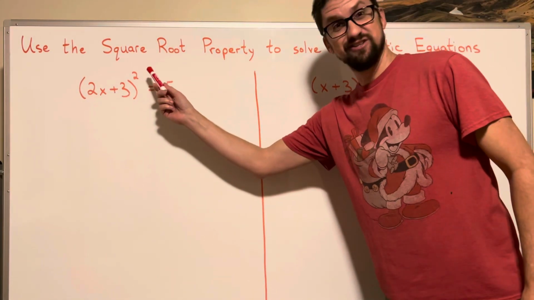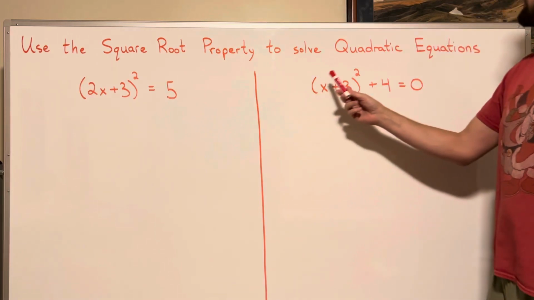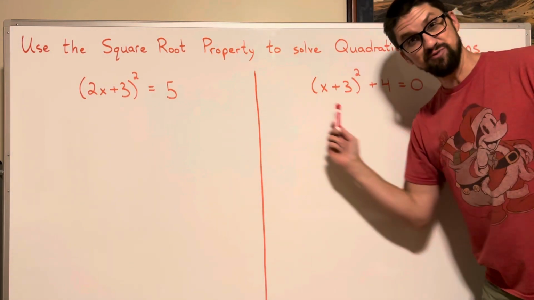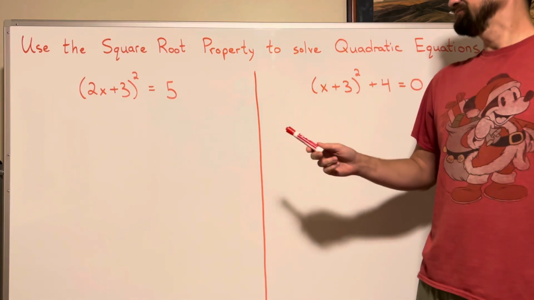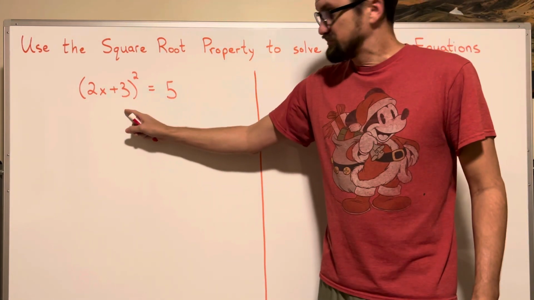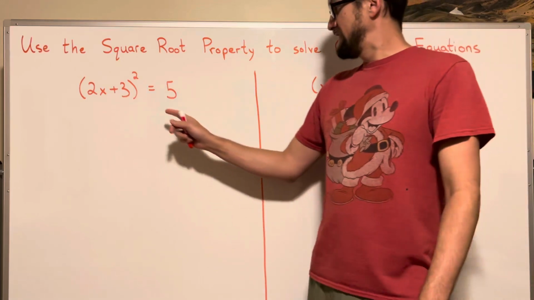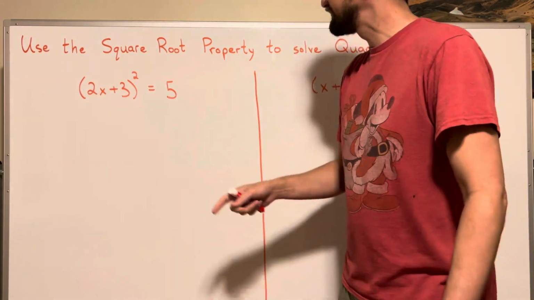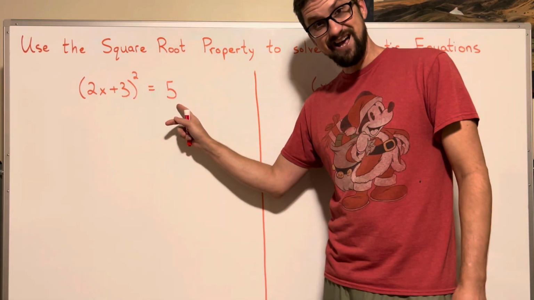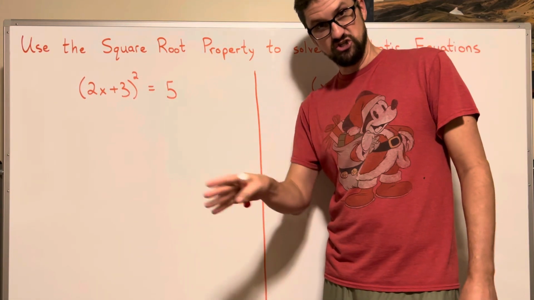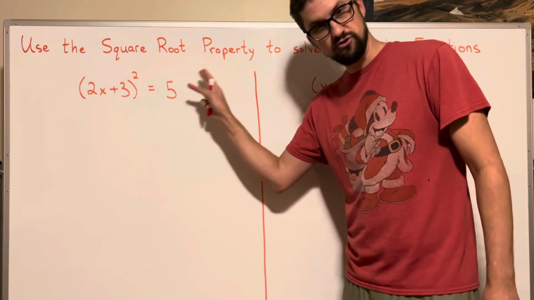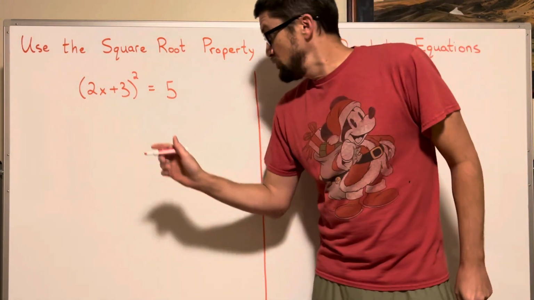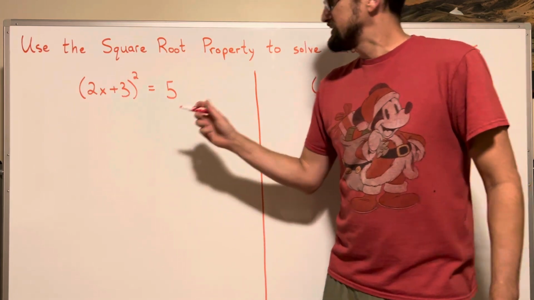We're going to use the square root property to solve quadratic equations. We have two problems here today. Now this property works good when you have one side squared and the other side is just a number with no letters on the other side. So what you're going to simply do is square root both sides.